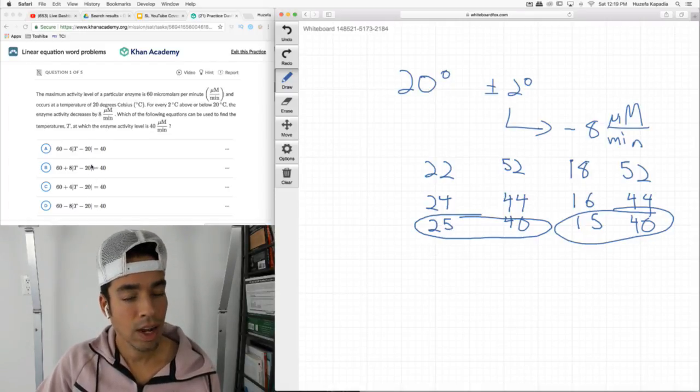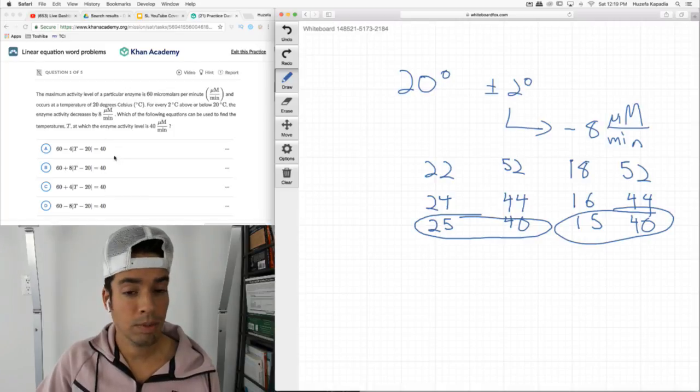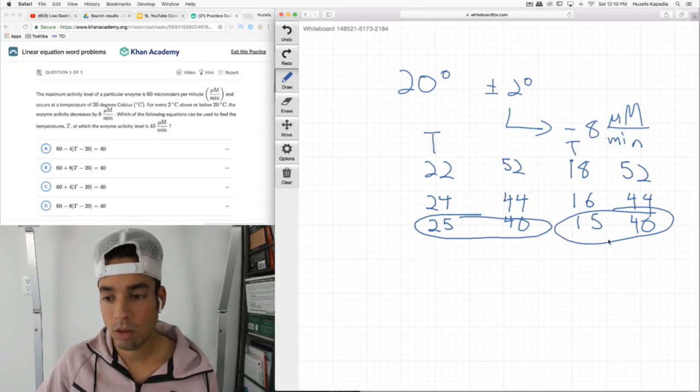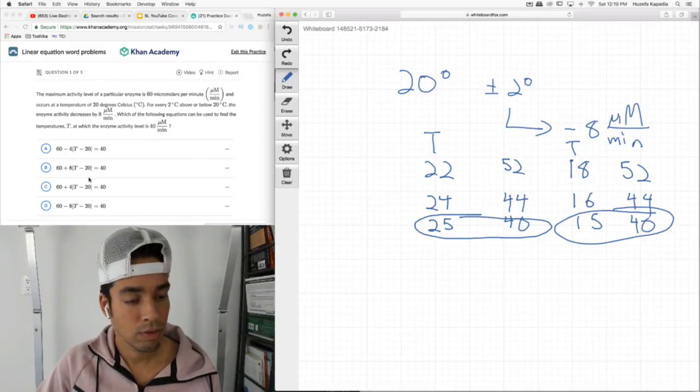All right, now let's figure out how that equates. Now, one way we can figure this out is we can say, okay, for which of these values, when I plug in, let's say this is my temperature, when I plug in 25, do I get 40? And also I have to plug in 15 and get 40. That's one way. First, I'm just going to look at these formulas and say which one makes sense.